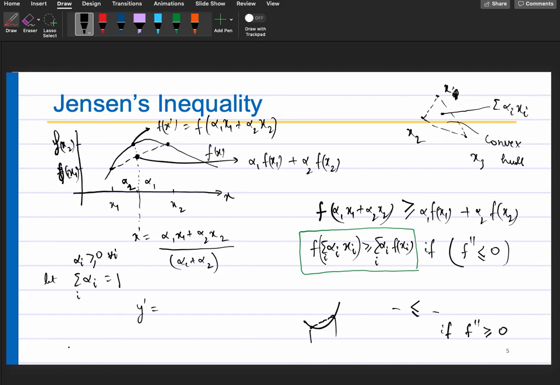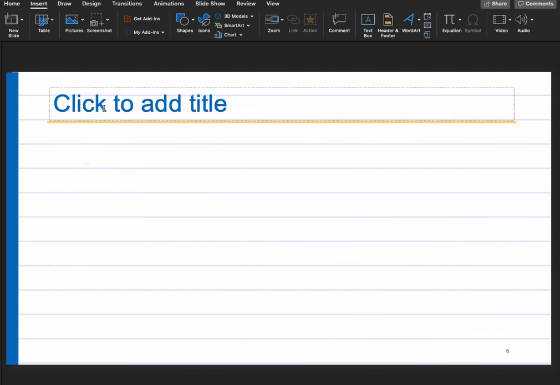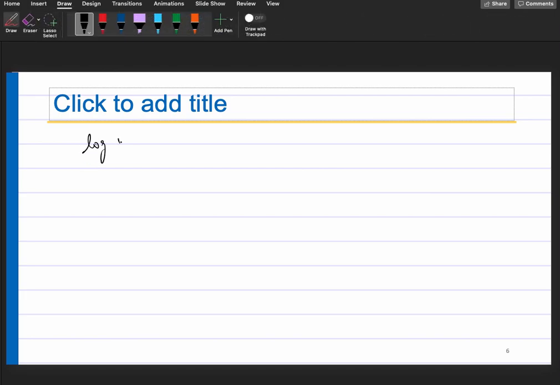I can say log of, let me put a new page. I can always say log f double dash is less than 0. Therefore, log of summation alpha i xi will always be greater than or equal to summation alpha i log of xi, summation over all i. Right?